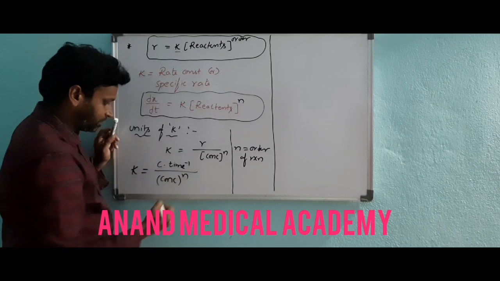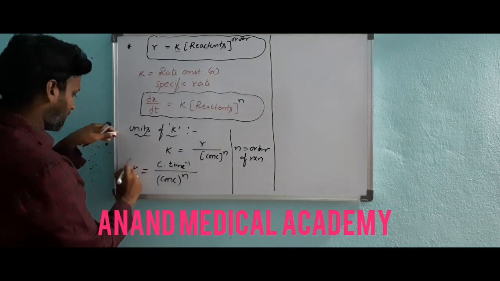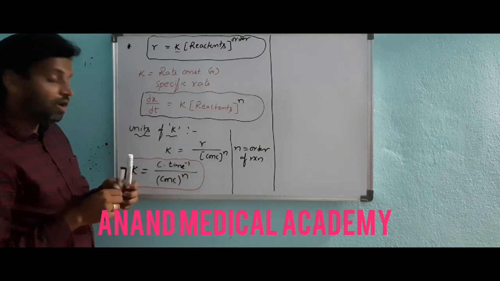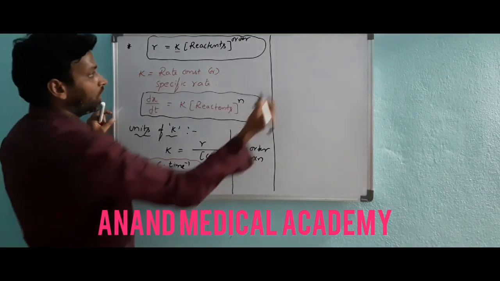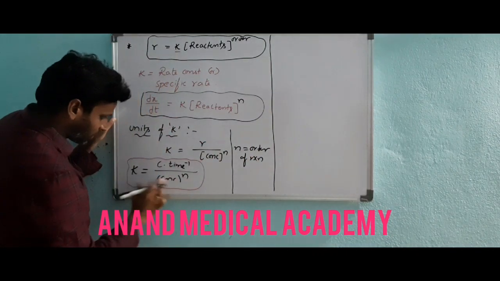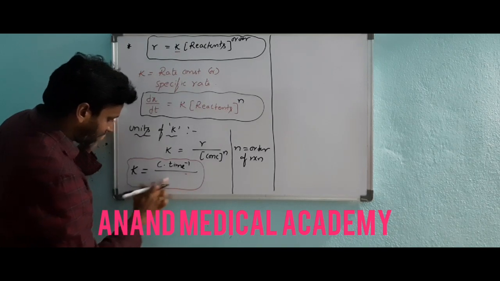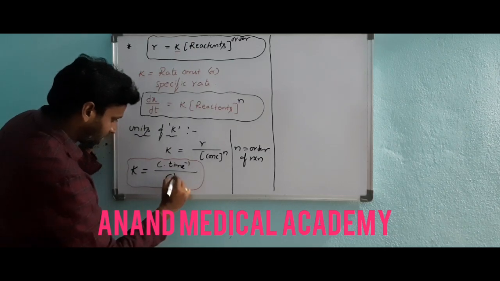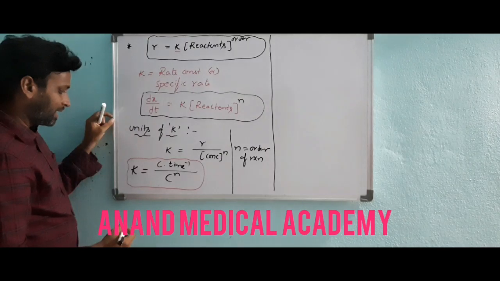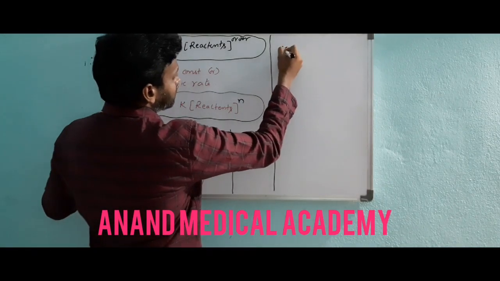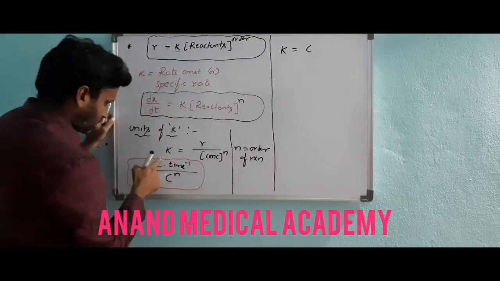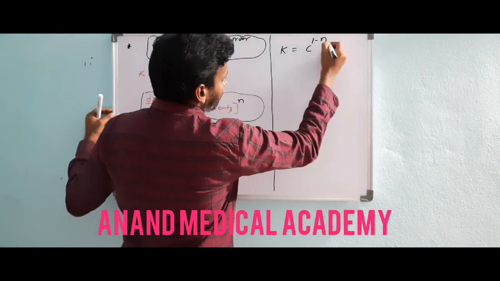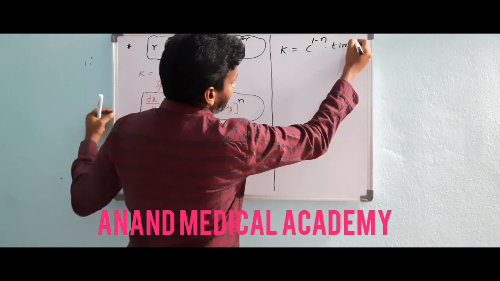So this is concentration power N. K is equal to C into time inverse by concentration power N. So what exactly is K? Concentration power N I can write simply as C power n. Here also concentration, I am taking as C. So what exactly are the K units? Now this is C power 1 and C power n. C power n goes to the numerator as minus n. So C power 1 minus n and time inverse.